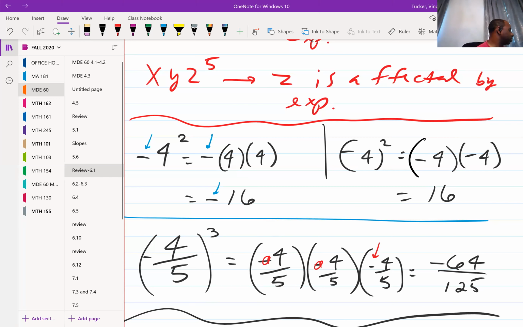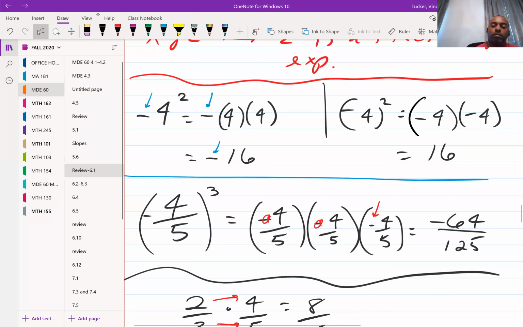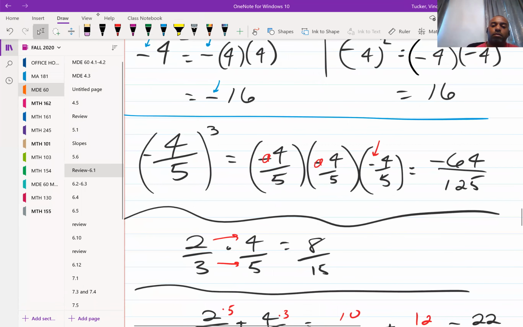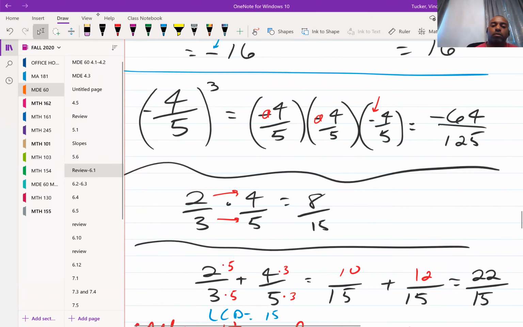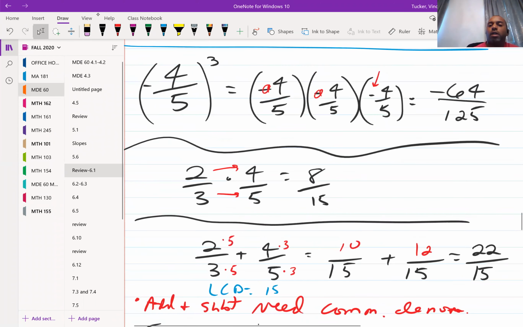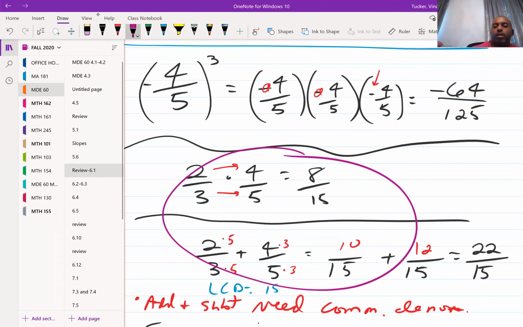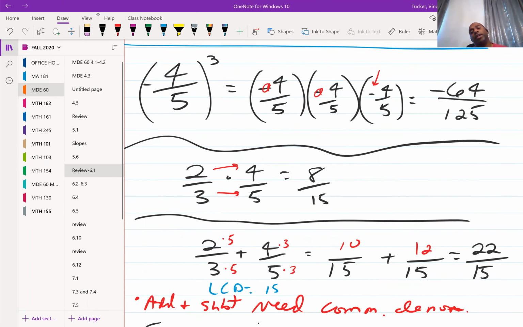Any questions? Right here, just emphasizing, evidently a student had a question about when you need common denominators, just re-emphasizing the fact that if you're multiplying fractions, you do not need a common denominator. But whenever adding and subtracting, you will need a common denominator. So you always want to make sure you're careful with that.